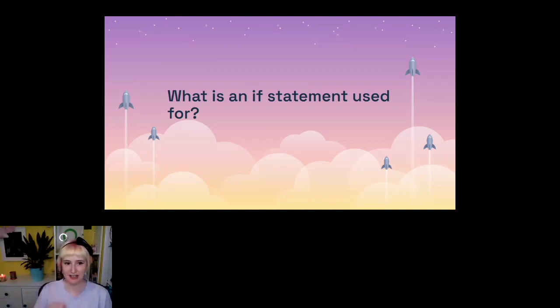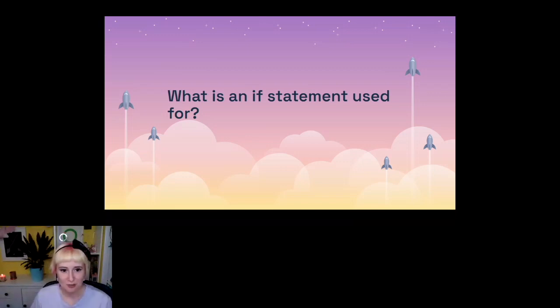Exactly. So we have our if keyword, we have our parenthesis with the condition in it, and then our curly brackets and the block of code that we want to run. And then we could also have an else, which would be after the curly brackets with its own little curly brackets. Lovely.